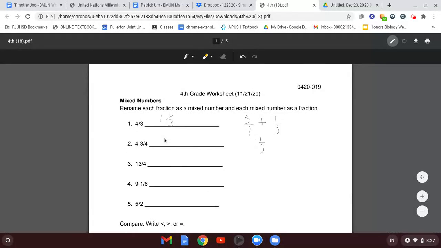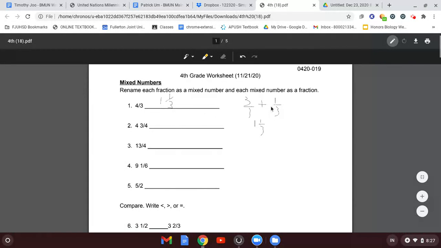And in order to make a mixed number into a fraction, all I have to do is multiply the denominator with the whole number and then add it to the numerator. So for number 2, we have 4 times 4, which is 16, plus the 3, which is 19 over 4. Okay?